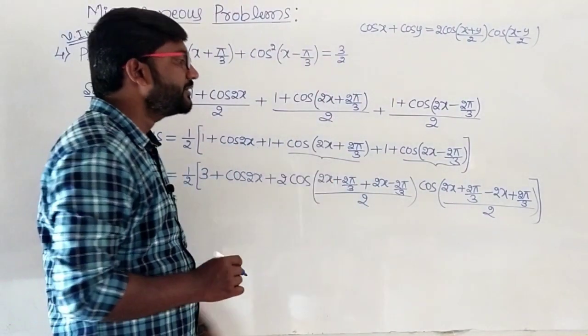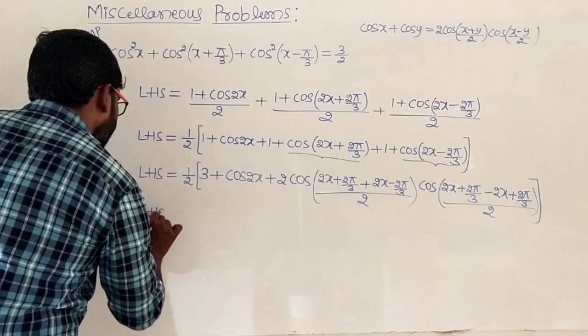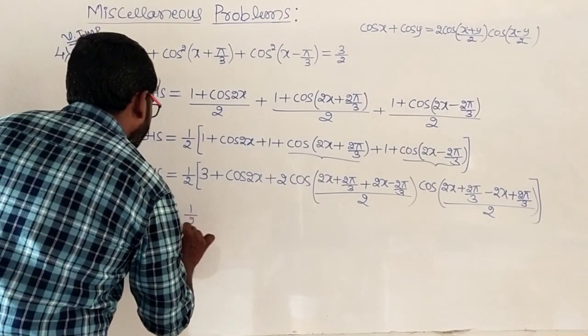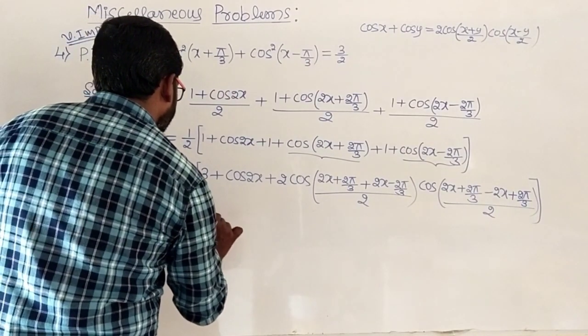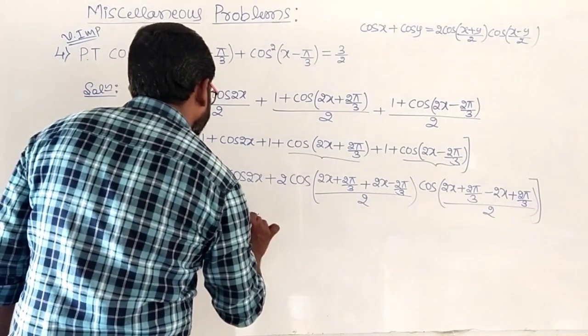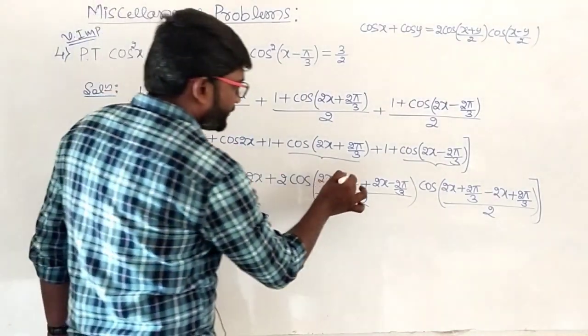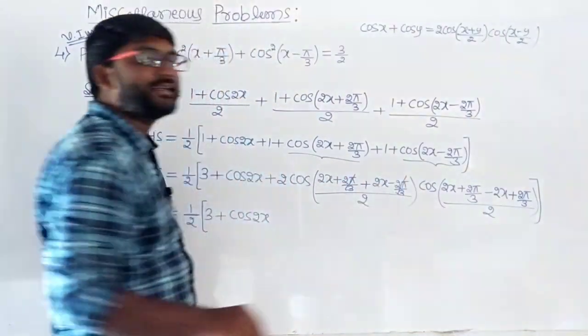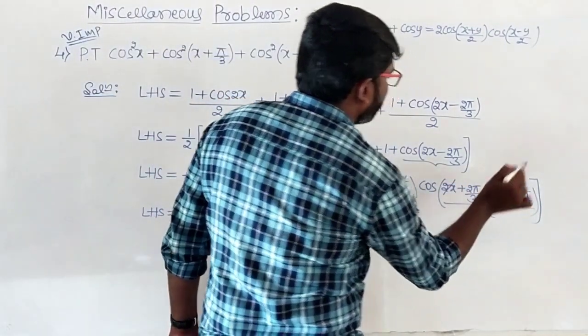Now we have to simplify this. So left hand side is equal to 1 by 2, then 3 plus cos 2x, I will be writing it as it is. Then see here, plus 2 pi by 3 minus 2 pi by 3 cancels, and plus 2x minus 2x cancels.